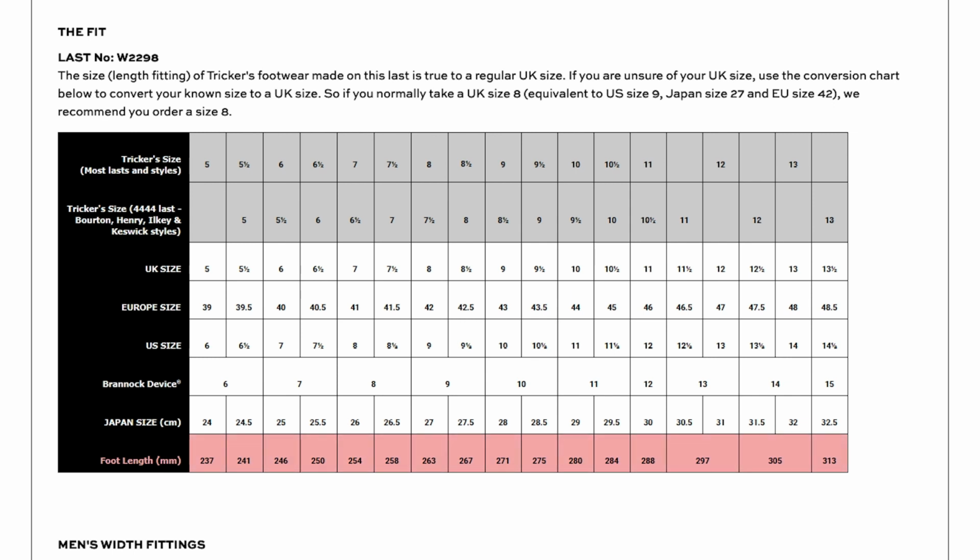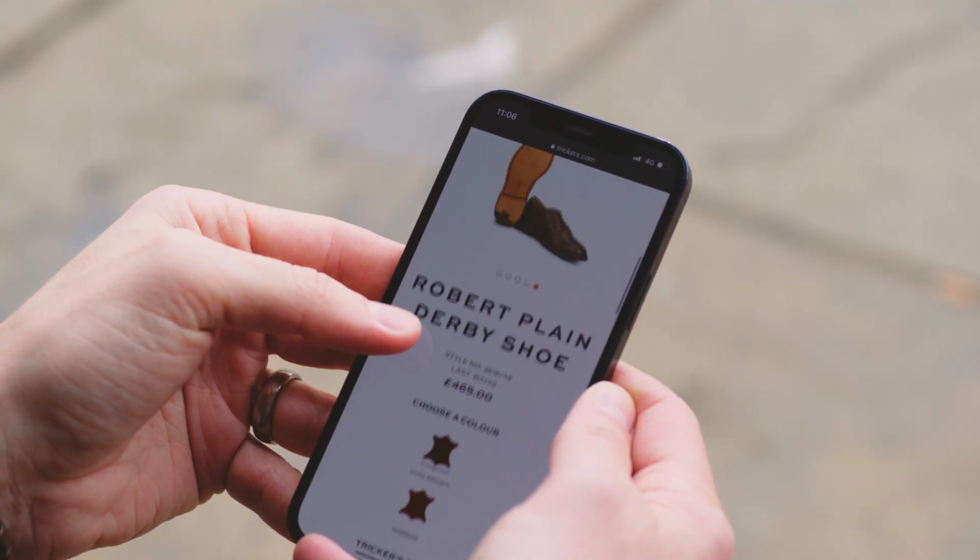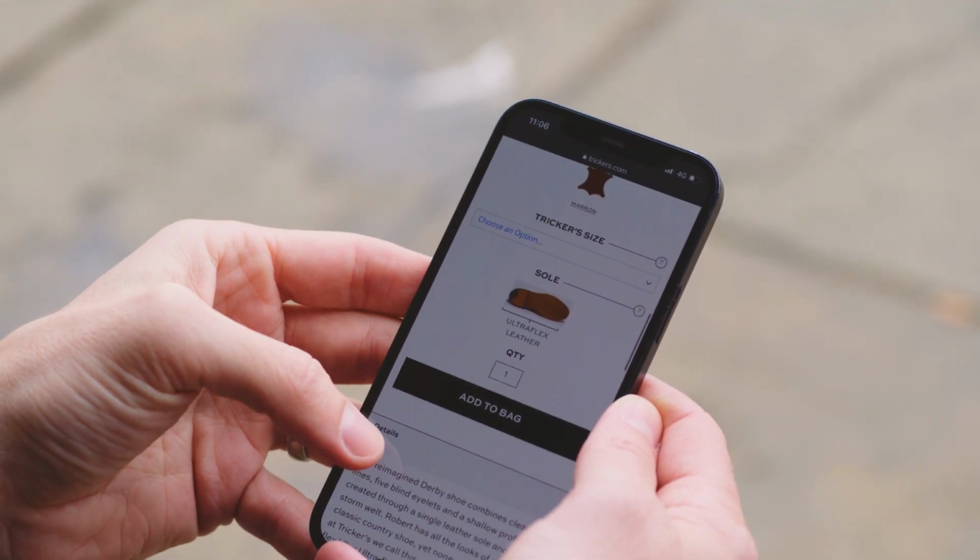Assuming that Martin knows his foot length is 286 millimetres, he traces along the 8th row until he finds 286 lies between 284 and 288. He must take the larger size, 288. From 288, he traces up to the 1st row, because it's a W2298 last, to find that his Tricker's size is 11. So Martin would order his Robert shoe in a Tricker's size 11.